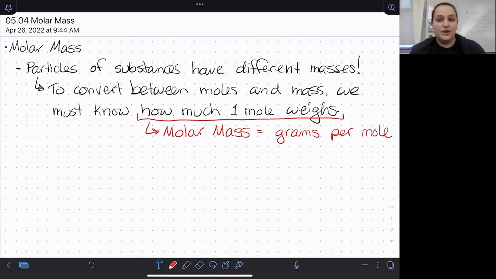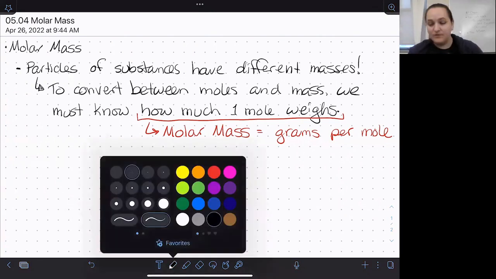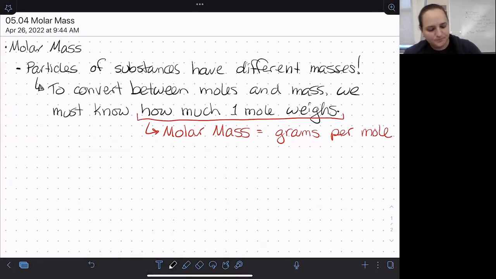So if you know that you want 1 mole of stuff to react, if you know the molar mass, you can go weigh that out on the scale now. And that is a much more practical way to do things. So the next question is, how do we figure out the molar mass of a substance?